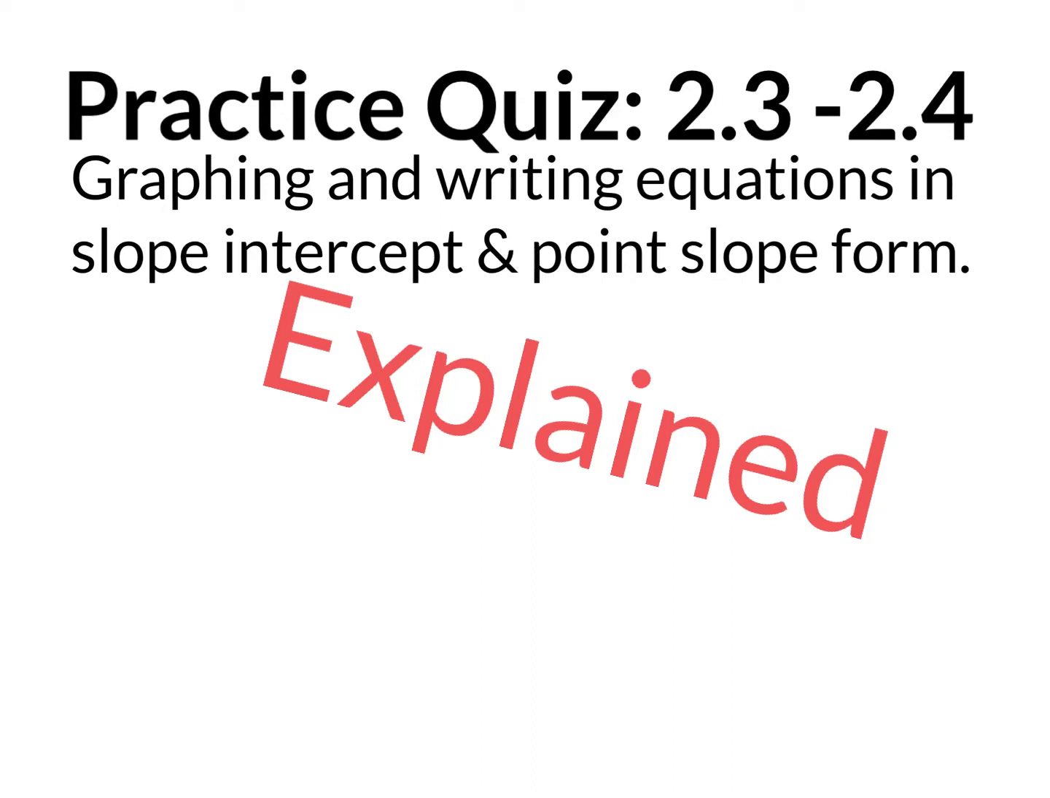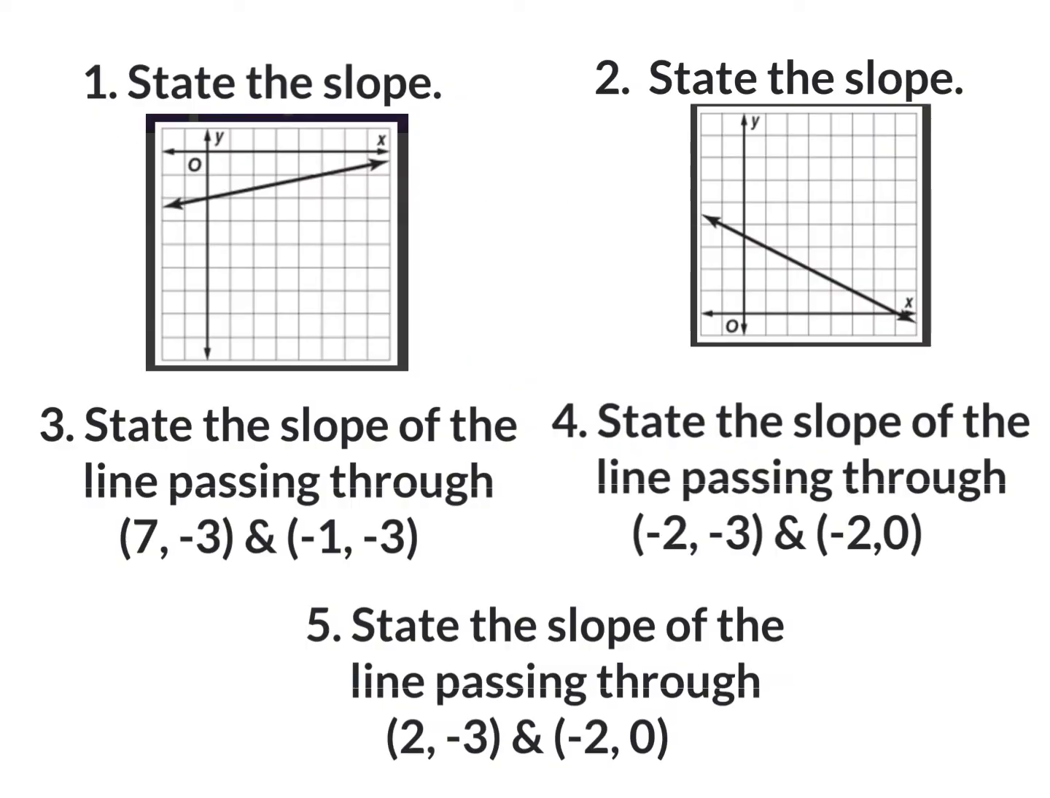Let's begin this video. We're going to be explaining the practice quiz 2.3, 2.4, where we're graphing and also writing equations both in slope-intercept form and point-slope form. On this section of the video, we're going to be calculating the slope, both where it's given to us on a graph by counting rise over run and also by calculating the slope using the slope formula. So let's begin with the graphs.